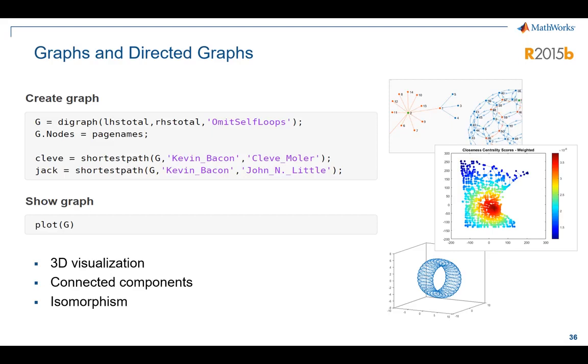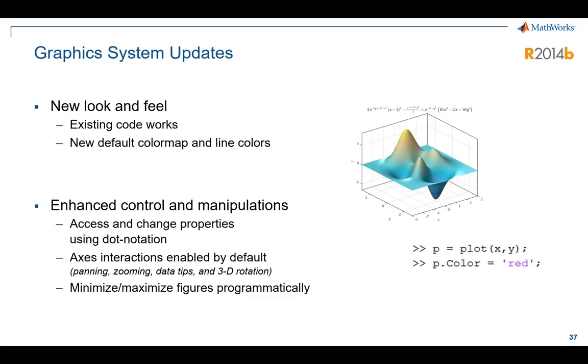And this has been around for a little while, but I bring it forward because it's not often talked about. The graphics system has been updated for a while, and this includes things like dot notation to modify properties. So instead of using set and get or some of the older syntax, now you can say things like p.color and change the color of a line or whatever property you're trying to modify. This is done because it makes the code more readable, and when you share that, people really understand exactly what you're doing.